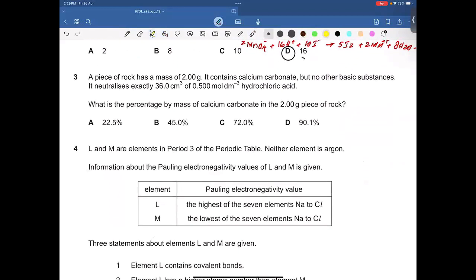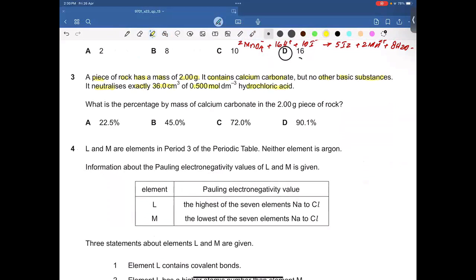Next question, question number 3. A piece of rock has a mass of 2 grams. It contains calcium carbonate, but no other basic substances. It neutralizes exactly 36.0 cm cube of 0.5 mole per dm cube hydrochloric acid. All right. What is the percentage by mass of calcium carbonate in the 2 gram piece of rock? As we know the concentration and volume of hydrochloric acid, technically speaking, I can find the moles of HCl.